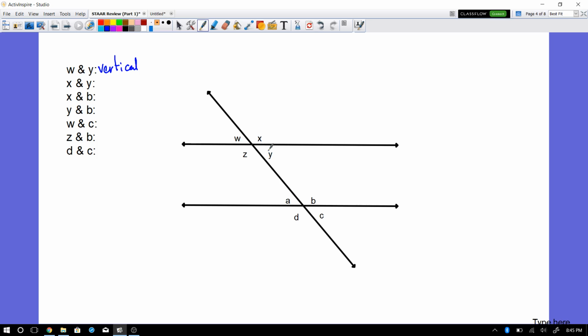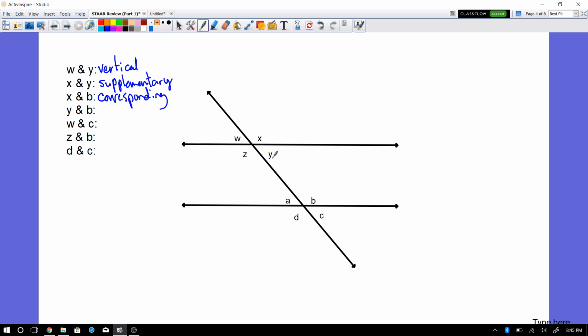X and Y are supplementary, because they are two angles that add up to be 180 degrees. I'm reviewing this too, if you can't tell. X and B would be corresponding angles. They're on the same side, but one's on the exterior and one's on the interior. That's what makes them correspond. You can see that they also look the same. Not that that's ever a measure of what you should do.